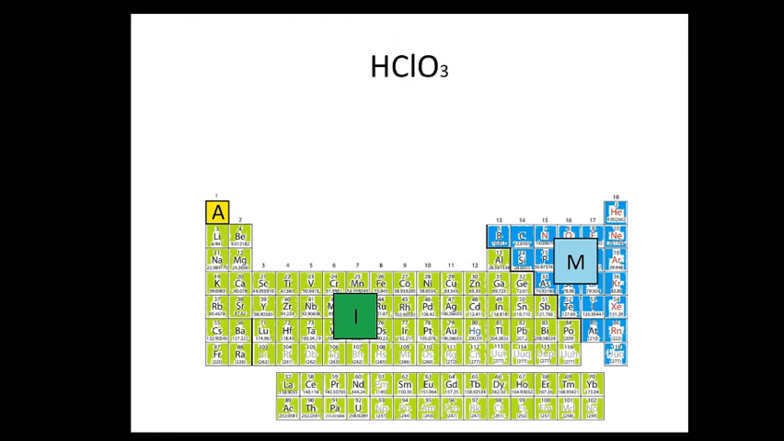One more, HClO3. The first element has the symbol H. On this table, H is the element that's at the top left. It's right now covered up by the A. So this chemical is an acid.